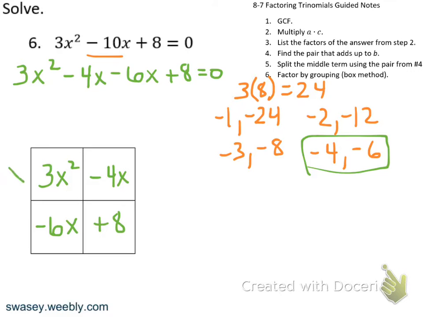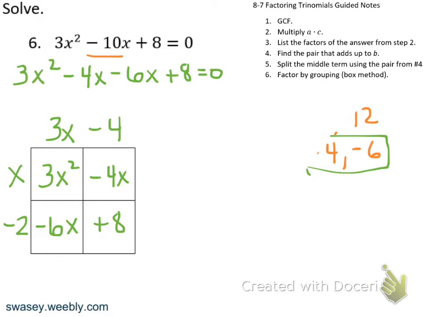Greatest common factor at the top row is x. Greatest common factor at the bottom row is 2. 3x squared divided by x is 3x. Check it for the bottom row. 3x times 2 is 6x. I mean, it is positive 6x, but it needs to be negative. So let's change that to negative 2, and now it works. Negative 4x divided by x is negative 4. Negative 4 times negative 2 is positive 8. So it works for the bottom row. So we have the factoring for the left side.